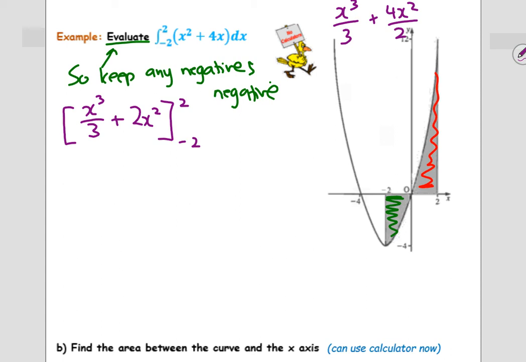Okay, cool. So now we sub in the upper limit first, as we learned so nicely from Sarah. 2 cubed over 3. Don't forget your big black brackets, otherwise you get a bit of a mess. And you always subtract.